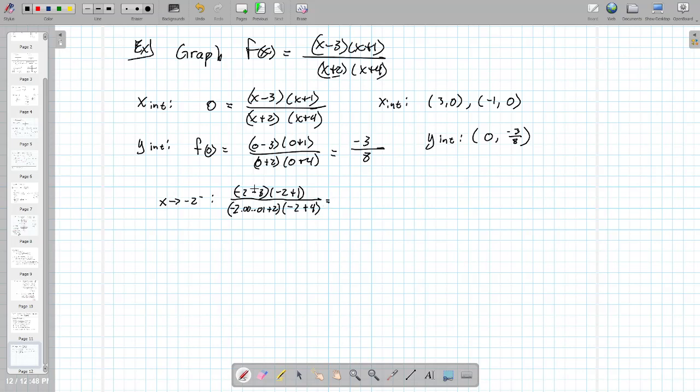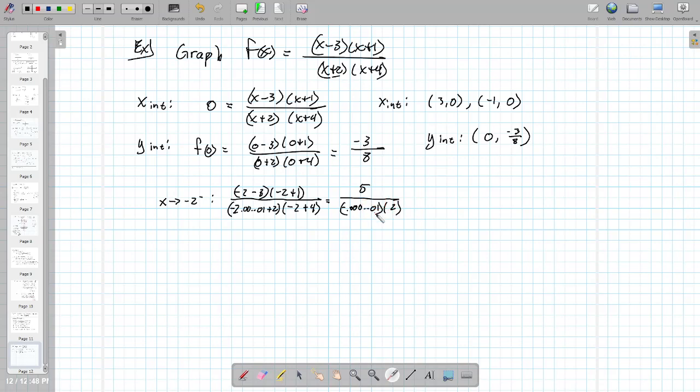Now in the numerator, we end up with a -5 times -1, so 5. And in the denominator, we see that we have -2.000 with an arbitrary number of zeros, plus 2, and we end up with a negative, arbitrarily small number times 2. And since we can see that 5 divided by an arbitrarily small number is going to be infinity.